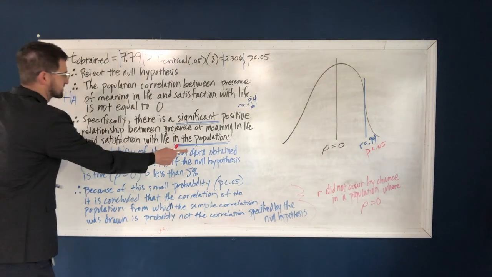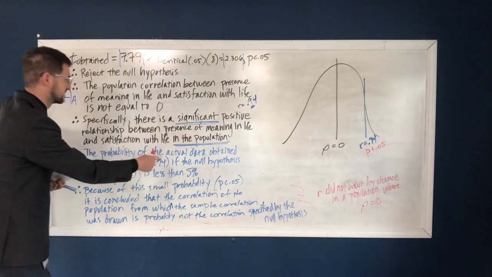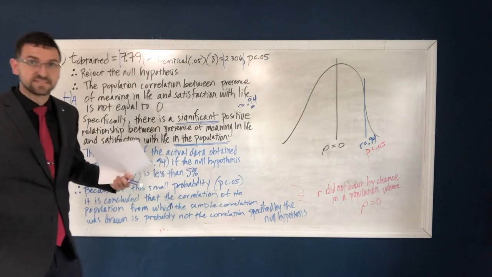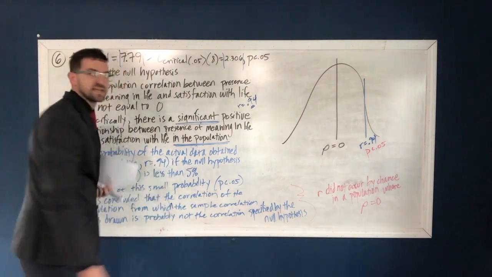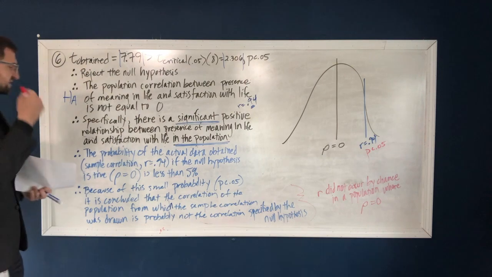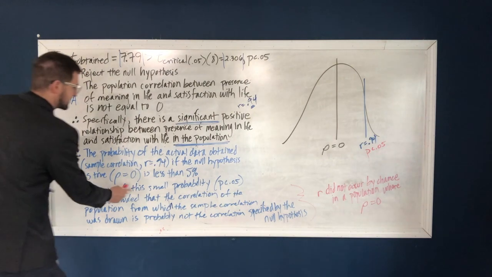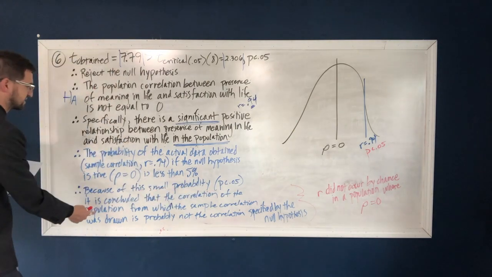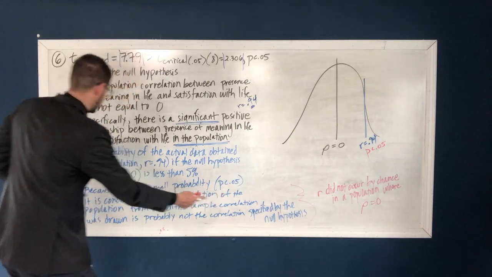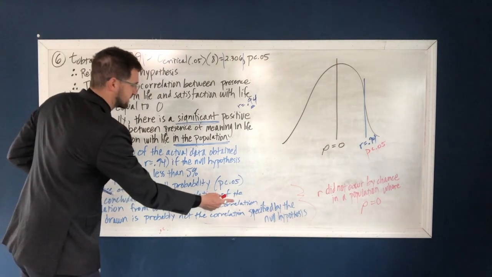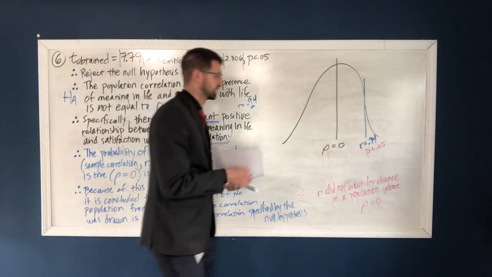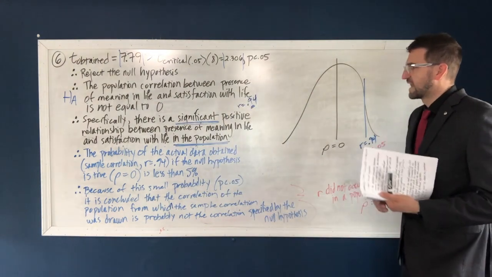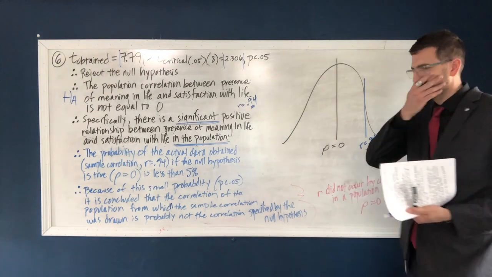The probability of the actual data obtained, which is our sample correlation, if the null hypothesis is true, this is saying that the null hypothesis is the population value, is less than 5%. Okay, cool. I think that's very understandable. Because of this small probability, it is concluded that the correlation of the population from which the sample correlation was drawn is probably not the correlation specified by the null hypothesis. Okay? This statement has to do with something called sampling error.